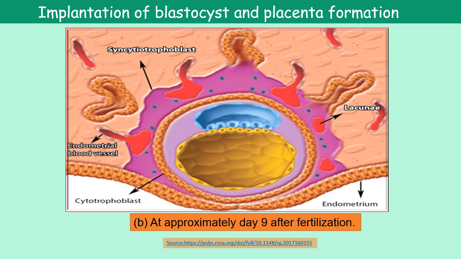In this diagram, you can see that at approximately day 9 after fertilization, the blastocyst implants into the endometrium and the formation of extensive syncytiotrophoblasts at the embryonic pole is initiated, and it is the start of invasion of endometrial glands by these syncytiotrophoblasts and the formation of lacunae in this area.